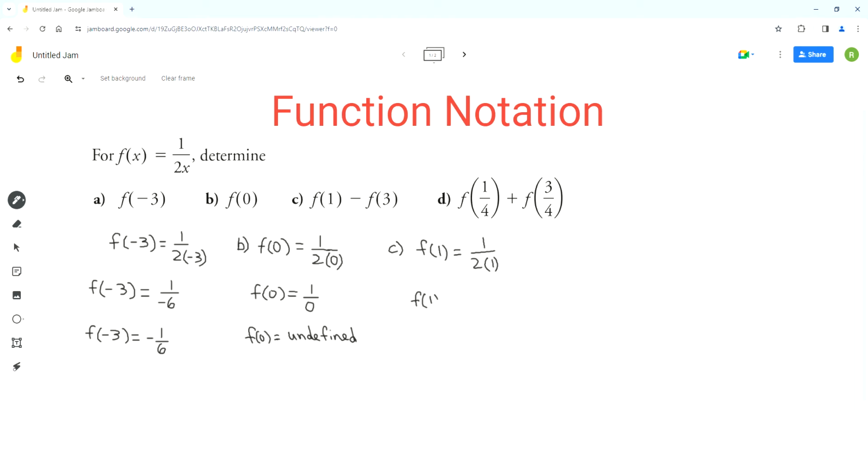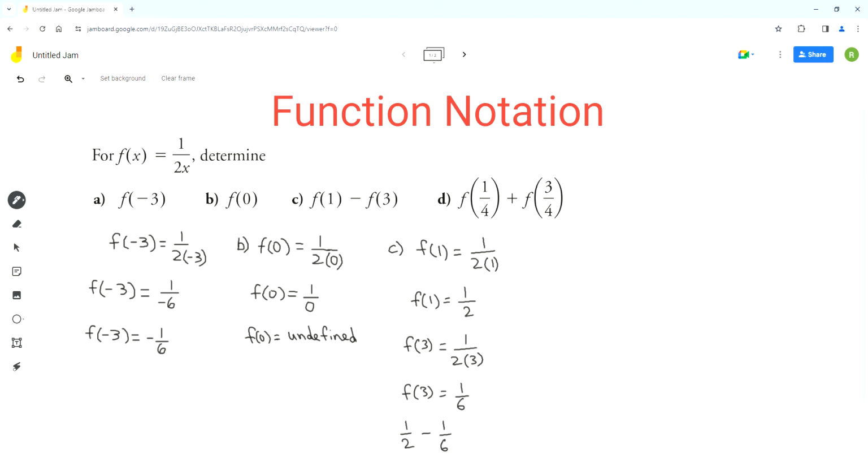We can multiply the numbers in the denominator. So 2 times 1 is 2. So this is f at 1. Now we can find f at 3. So we sub in x as 3 in the given function. So we get 1 over 2 times 3, and we know 2 times 3 is equal to 6. So we get f at 3 equals 1 over 6. Now we have to subtract these two values because we have to find f at 1 minus f at 3. So we have to do 1 over 2, which is f at 1, minus 1 over 6.